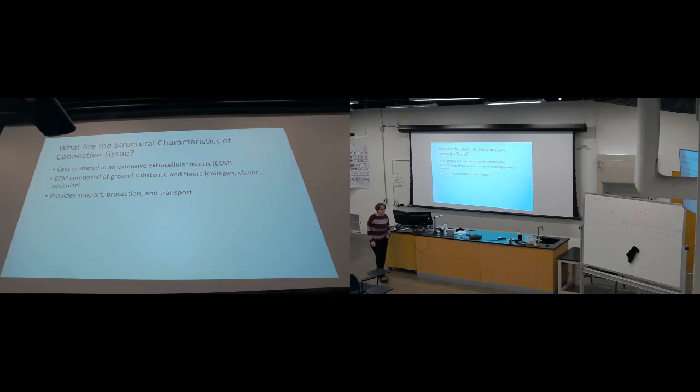They contain genetic instructions coming from the maternal side that help them to differentiate. So these mesenchymal cells serve as an origin to the diverse connective tissue types. Now, what are the structural characteristics of connective tissue? Well, the cells are scattered in an extensive extracellular matrix.